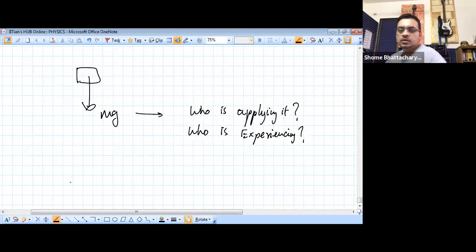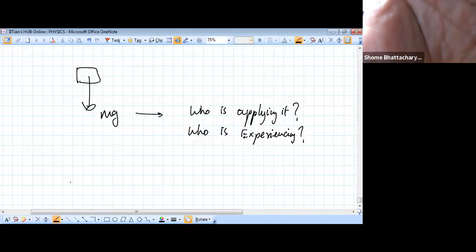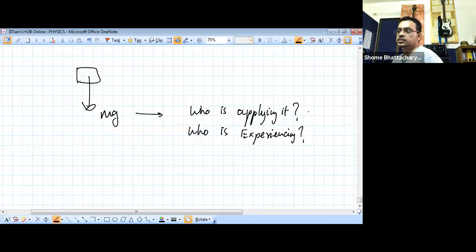Yes, very good. Aditya Vikram Singh, your answer is correct. The block pulls the earth towards itself. Very good. That's the correct answer. So who's applying this force? Earth. And who's experiencing this force? The block. So this force that I've written, ये mg वाला जो force है, this is the force on the block because of the earth. You understand? This is my action.